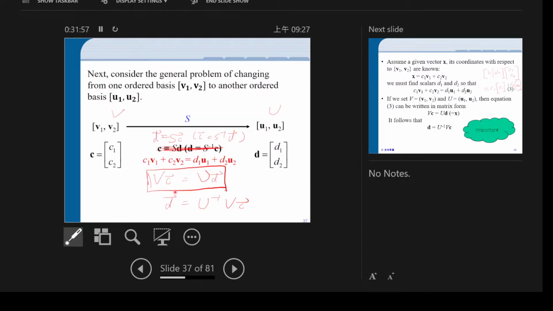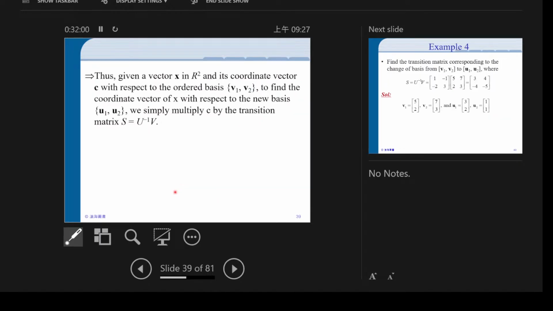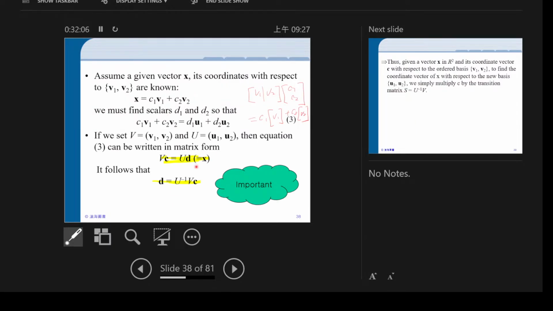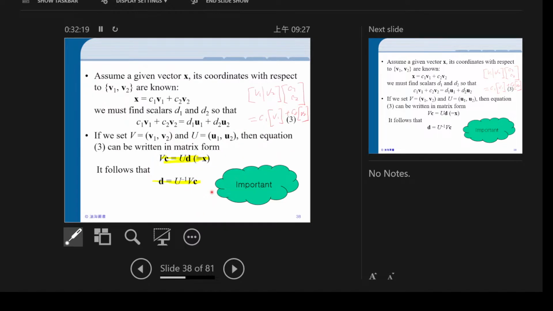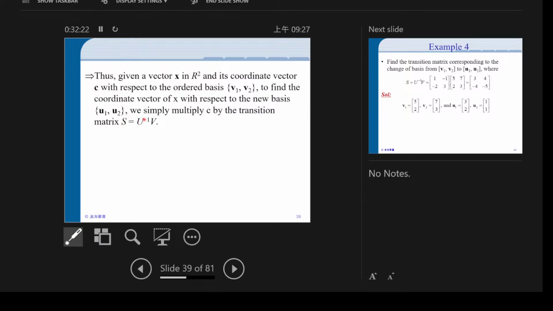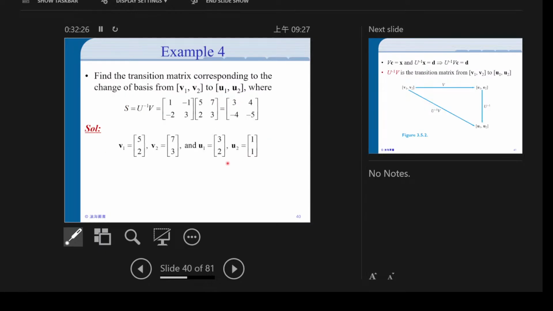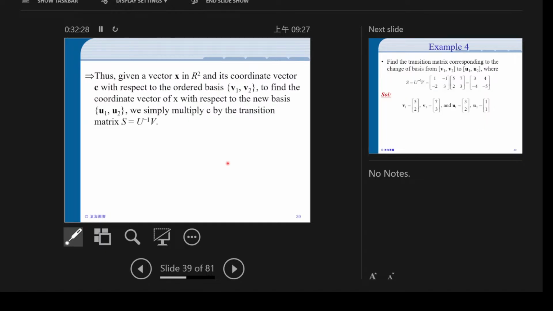So we see that if we want to go from the V coordinate to the U coordinate, then we need to multiply with this U inverse V. So this is the transition matrix. Okay, and that's almost finished what we want to talk about.